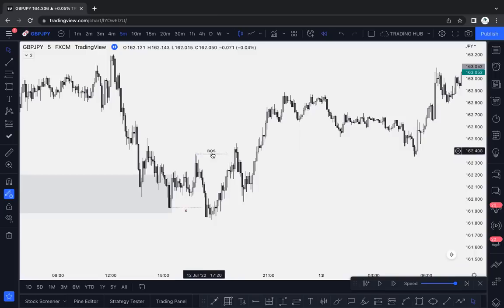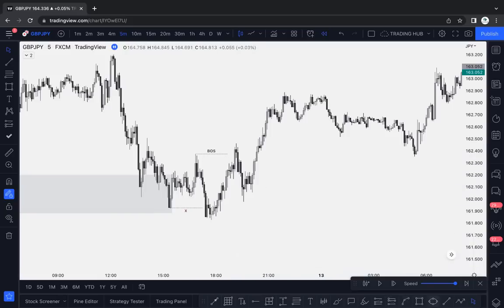Okay, so the market broke this structure, and then what happened? The market must come back to our order block in the PD zone, where we can take an entry for the buy or sell, correct. So in this case, you can see the market broke this structure and closed above it. So this one becomes our valid structure.